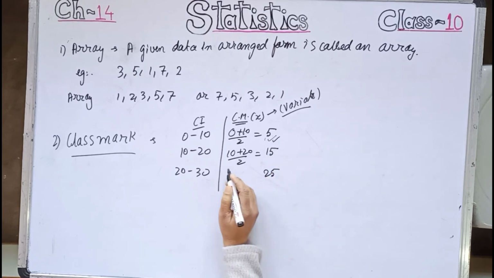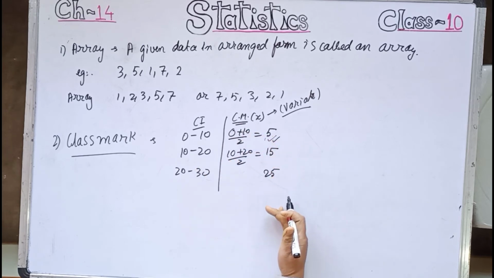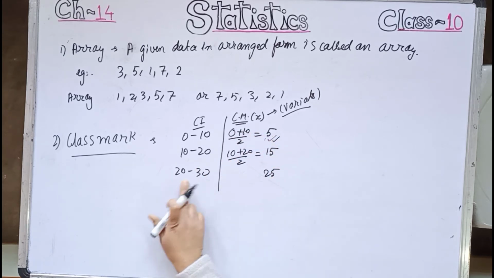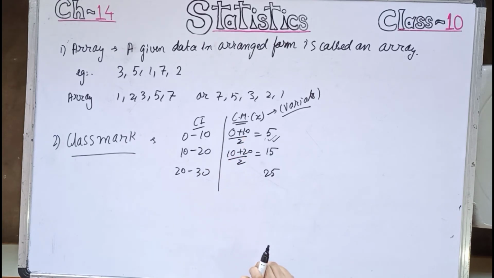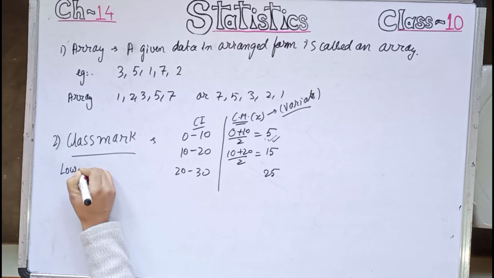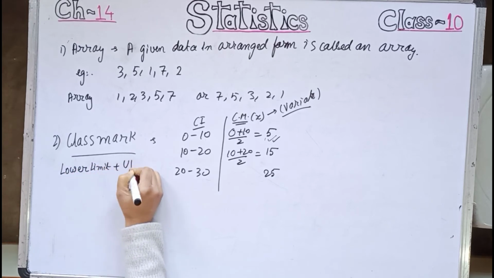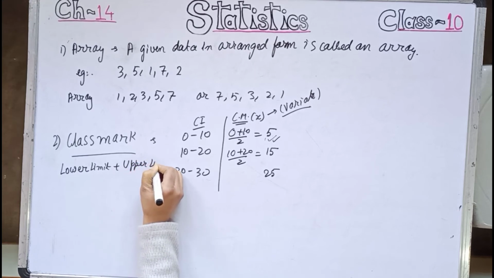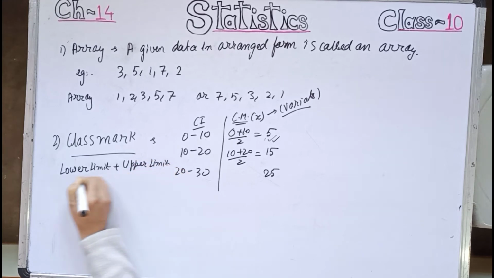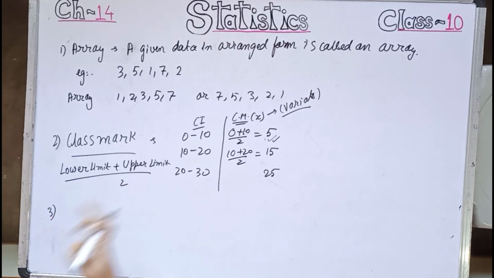So I think now you understand. Here I'll calculate only 5, and then I'll go on adding 10, 10, 10 and so on, since the class size is 10, and I'll be getting the consecutive class marks. So class mark definition: lower limit plus upper limit by 2. Number 3, class size, upper limit minus lower limit, you are knowing right now.